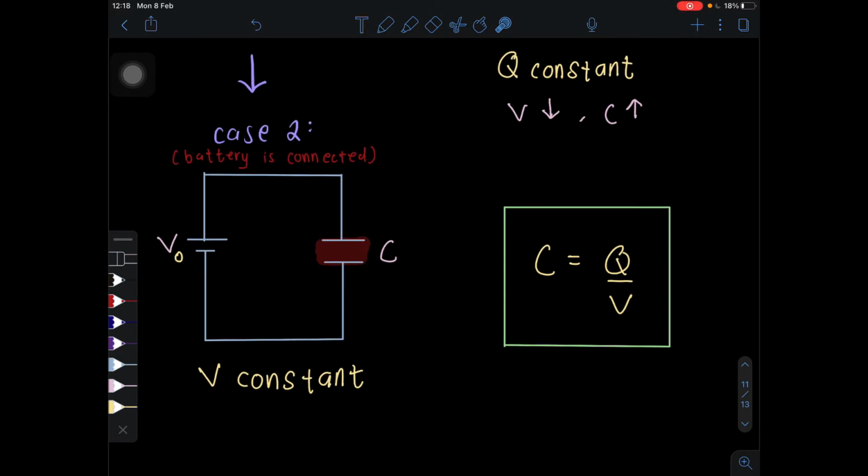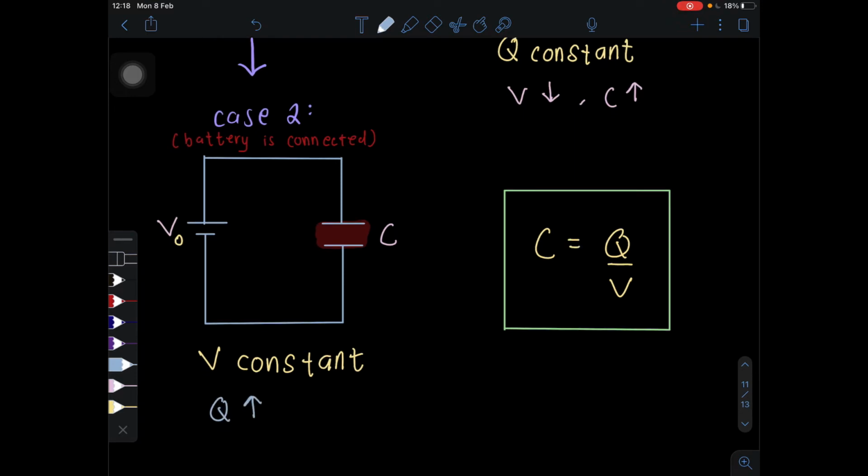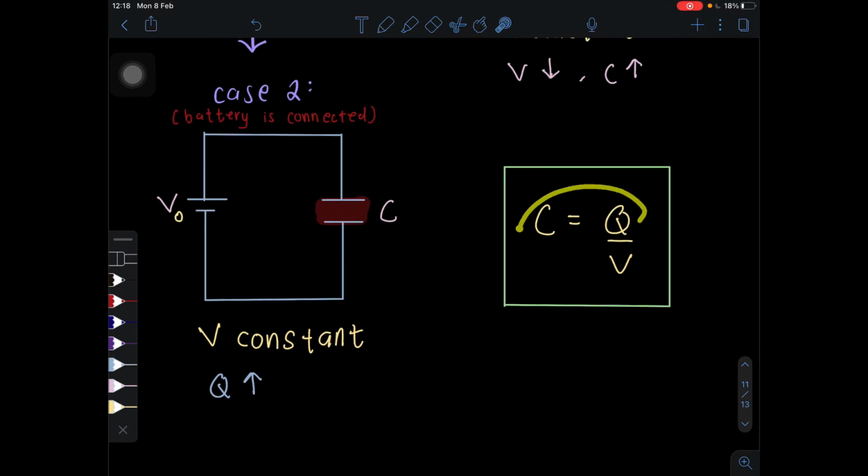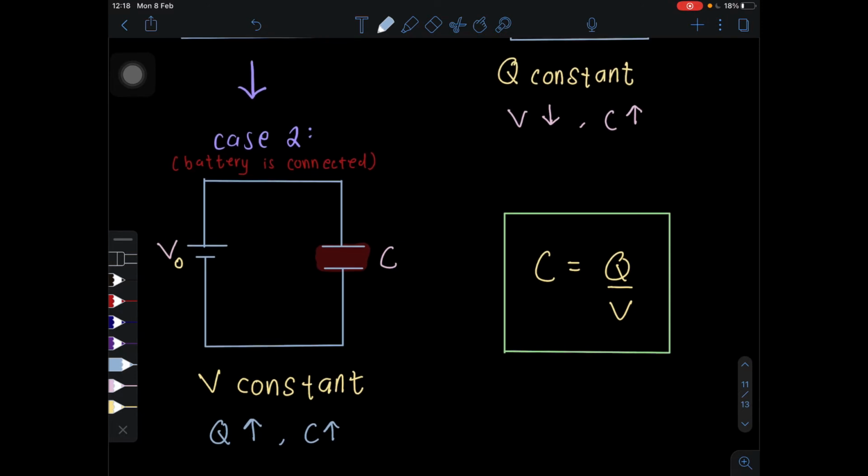So since it will keep giving the charge to the capacitor, it will still keep giving the charge, meaning that Q will increase. Okay, its charge will keep on increasing. As long as we connect to the battery, the charge will keep increasing. So according to this formula here, when Q increases, capacitance will also increase. So this one is for the case when the battery is still connected.